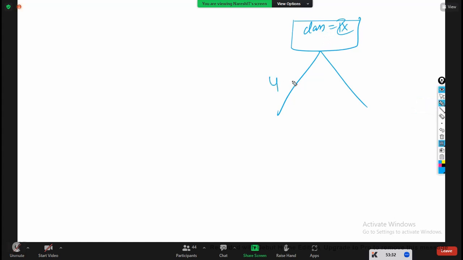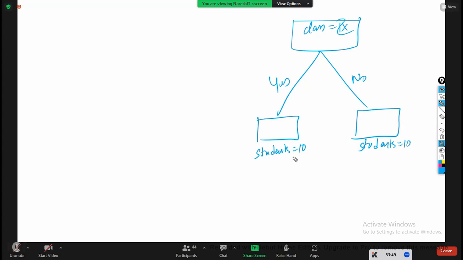True, false. How many students satisfy with respect to 9th? How many total number of students will satisfy this one? 10 students are 9th class. Whatever the opposite is, also students are 10. This one is 10, this one is 10.